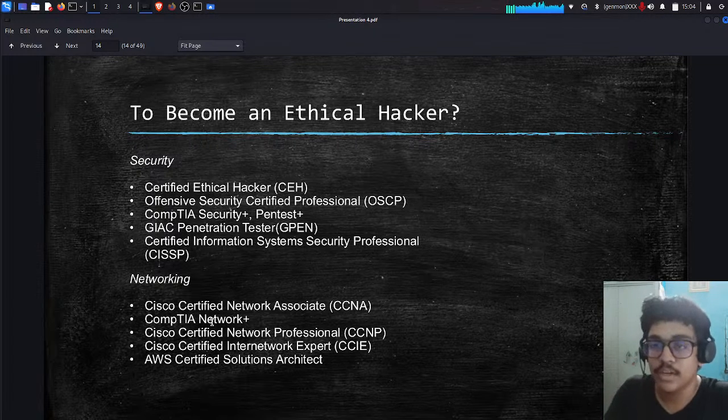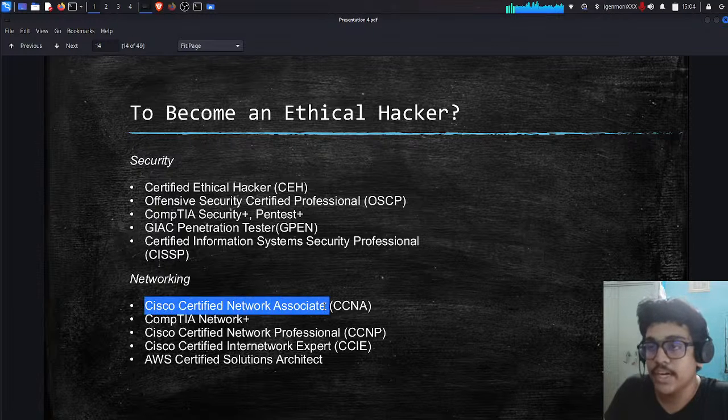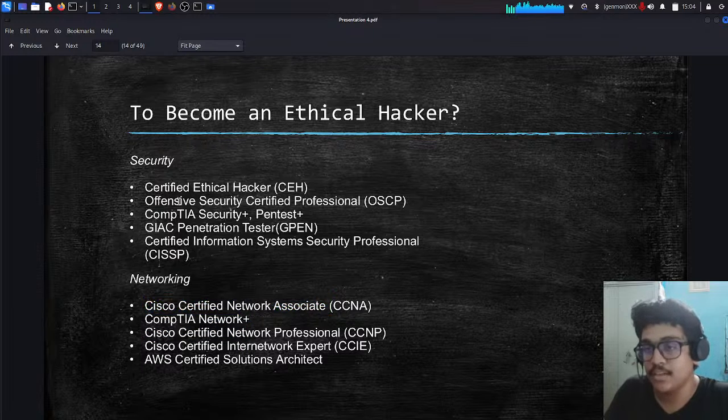For the networking part, you can go for Cisco Certified Network Associate. I have this certification already. You can go for CompTIA Network Plus. It is much cheaper, I think it is around 33,000. The next certificate we have is Cisco Certified Network Professional. I think if you are an ethical hacker, you should not be aiming for it.